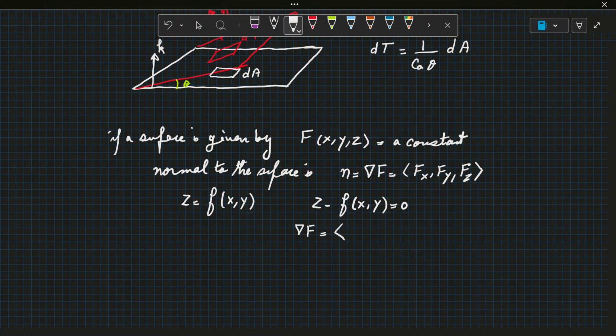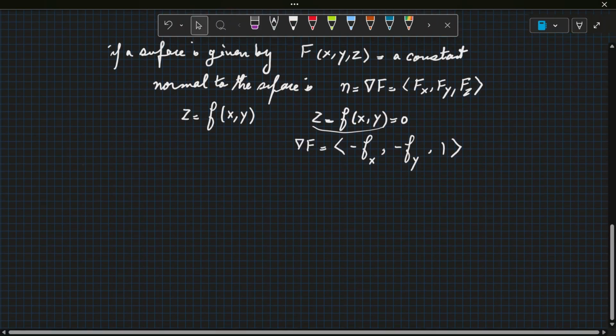I'm going to calculate the derivative of all of this with respect to x. So that's just going to be minus f sub x. With respect to y, minus f sub y, because of this minus that we have here. And with respect to z is just 1. So that's the gradient of F.